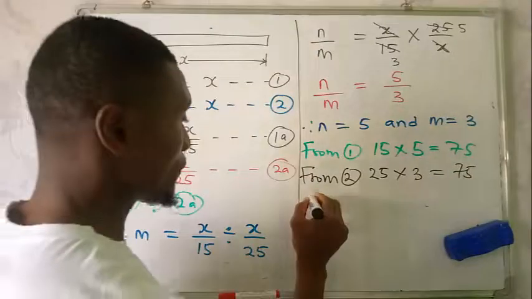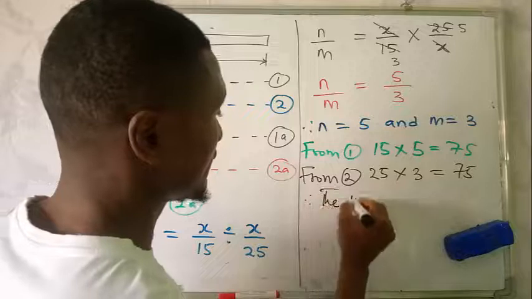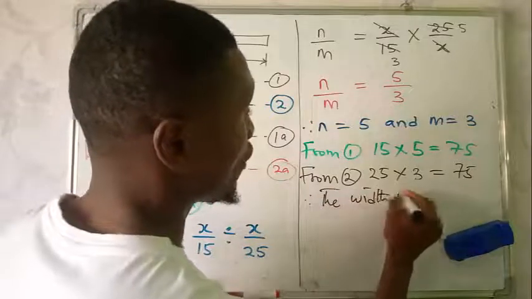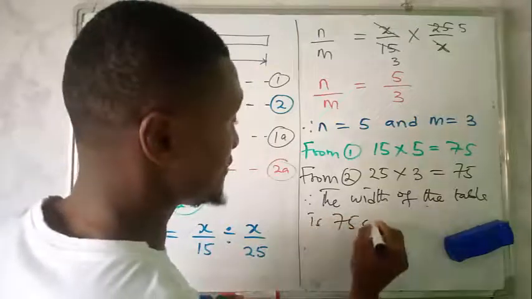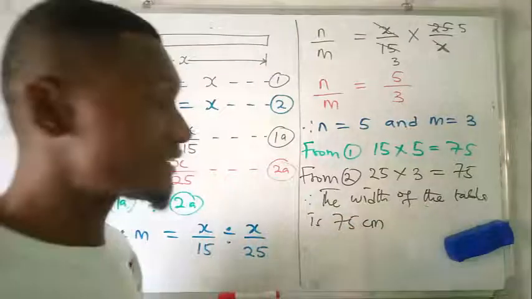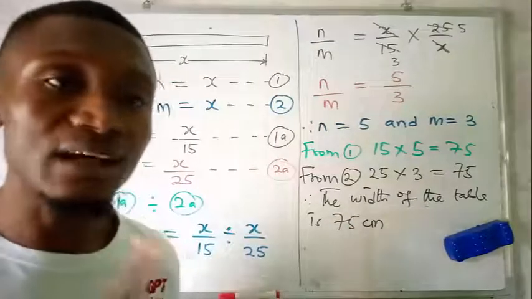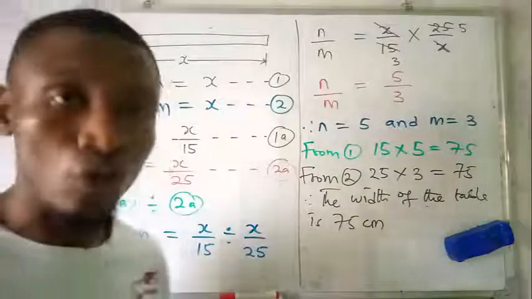So therefore, we can say that the width of the table is 75 cm. And 75 cm is less than 1 meter, which is equal to 100 cm.